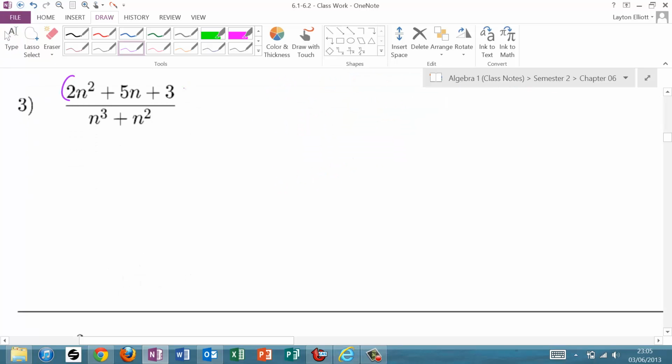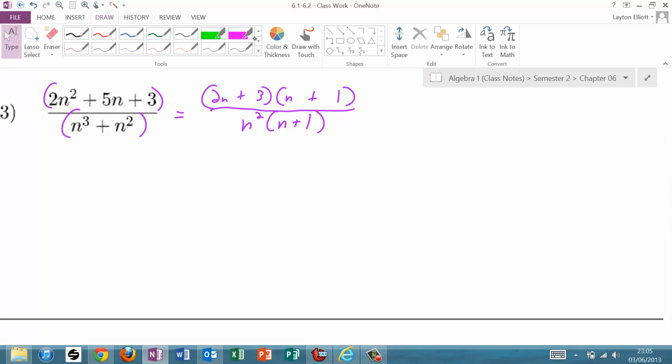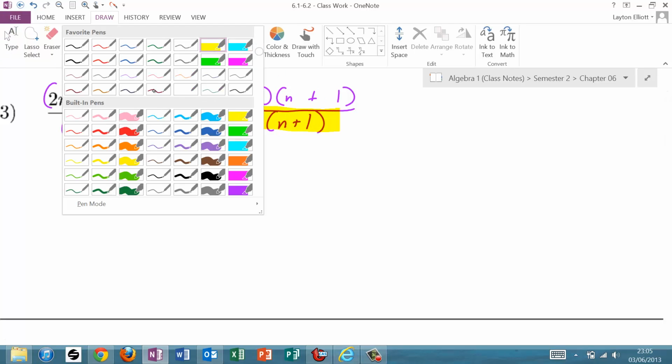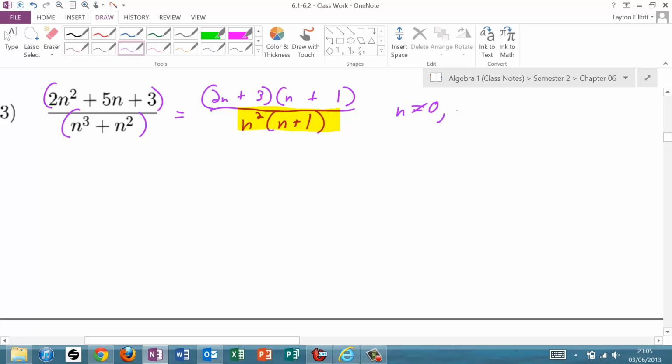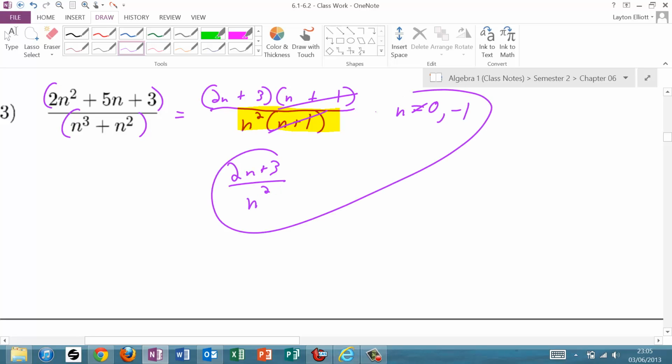Number 3. Numerator, GCF first. There is none, so let's go ahead and factor that. Two binomials, 2n and an n. I'm going for 5, so I'm going to want to do 3 here and 1 there, plus, and that's going to FOIL. Okay, denominator, GCF first. Take out an n squared, and I end up with an n plus 1. There's no such thing as a double restriction, and when I look at the denominator, all I see is that n cannot be equal to 0 or negative 1. Then we cancel out the n plus 1s, and I end up with 2n plus 3 over n squared. Let's group all that together.